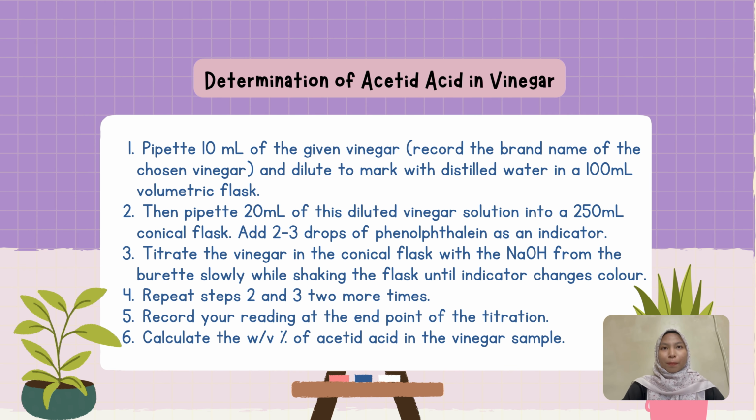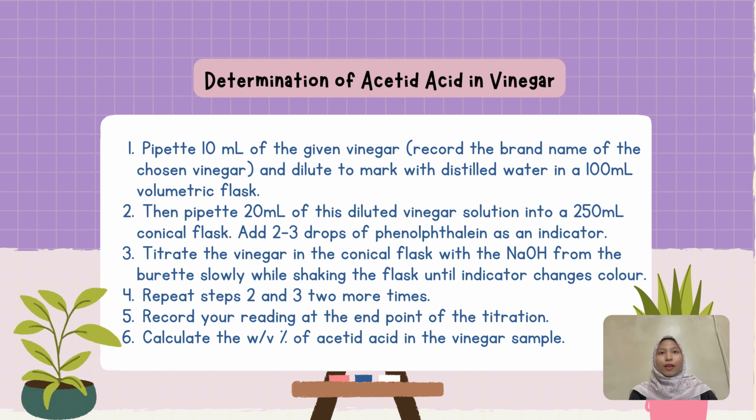Alright, now the determination of acetic acid in vinegar. First of all, pipette 10 ml of the given vinegar. First record the brand name of the chosen vinegar and dilute to the mark with distilled water in a 100 ml volumetric flask. Second step, pipette 20 ml of this diluted vinegar solution into a 200 ml conical flask. After that, add 2 to 3 drops of phenolphthalein as an indicator.